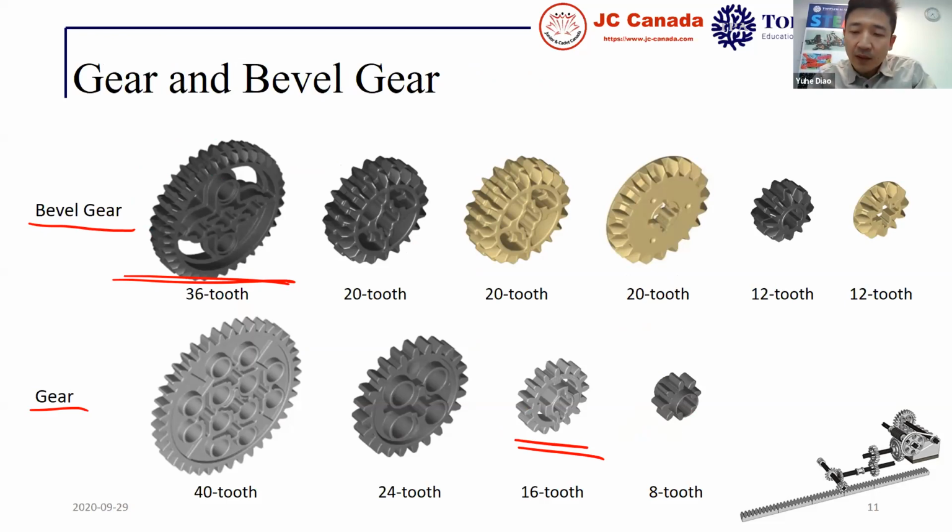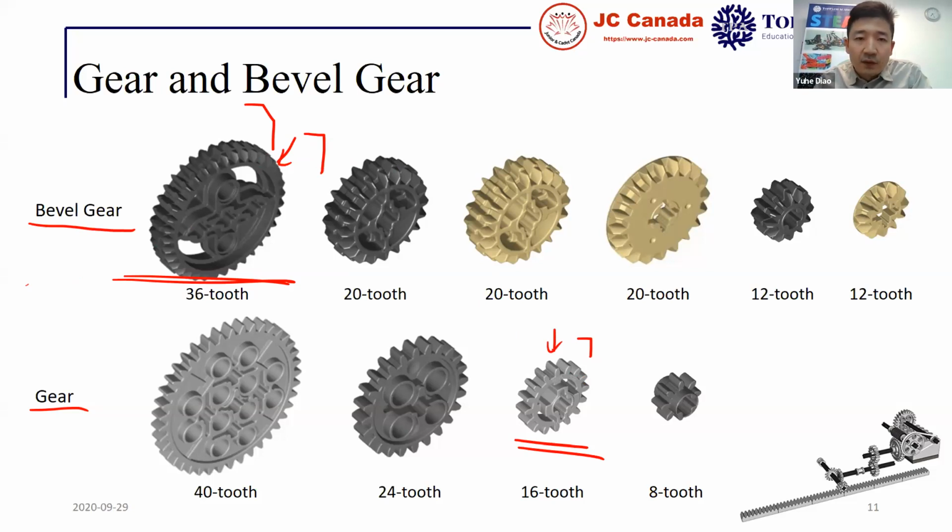For the black one, the edges of the teeth are not right angles. They look like this. But for this one, we have right angles on the edge. So that's the difference. The first type is bevel gears. And we have different functions for these two different types.